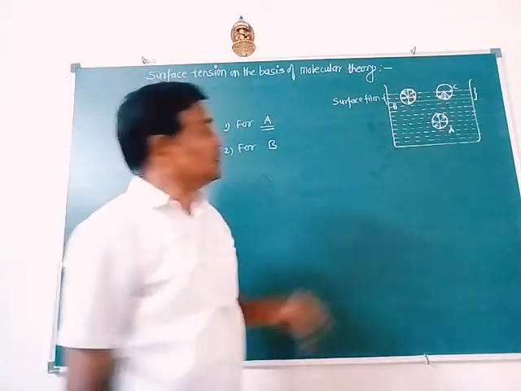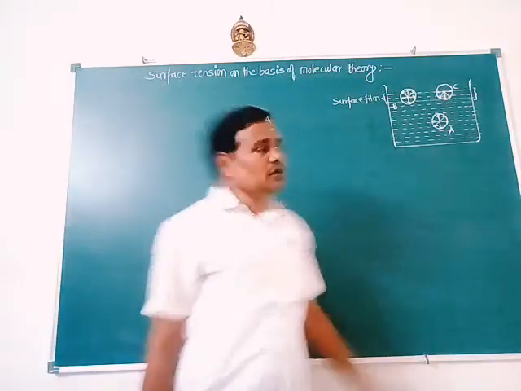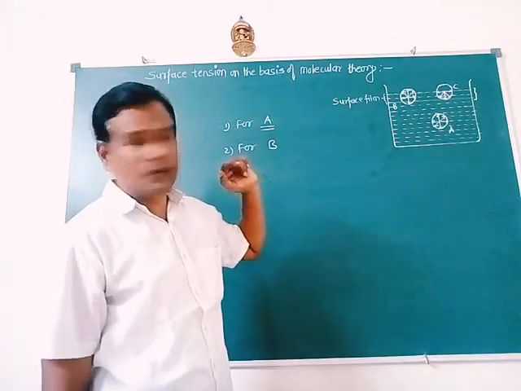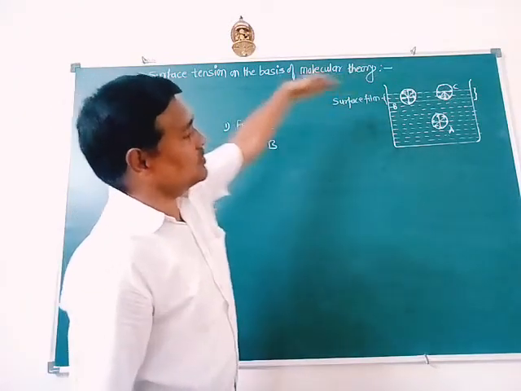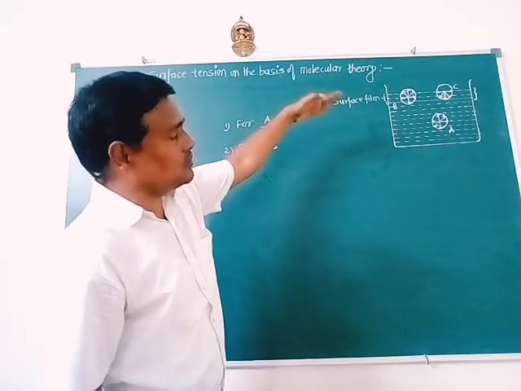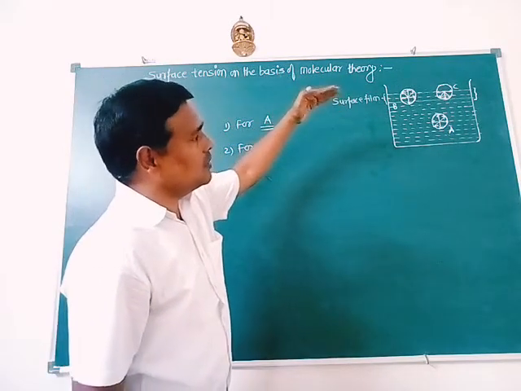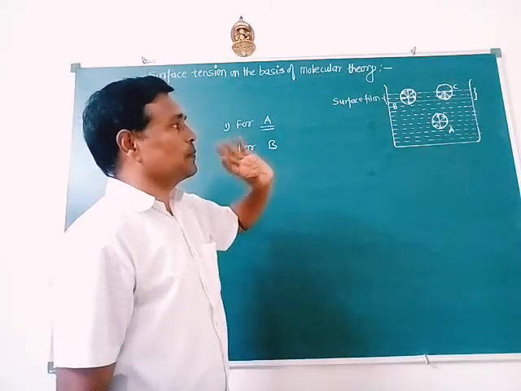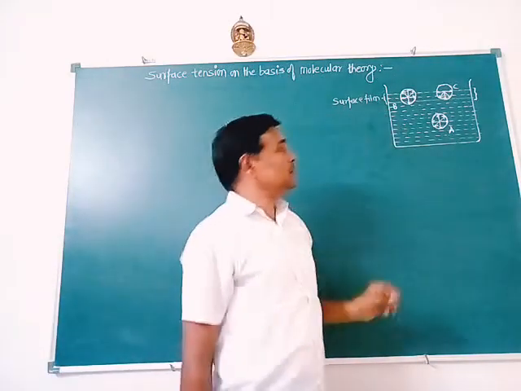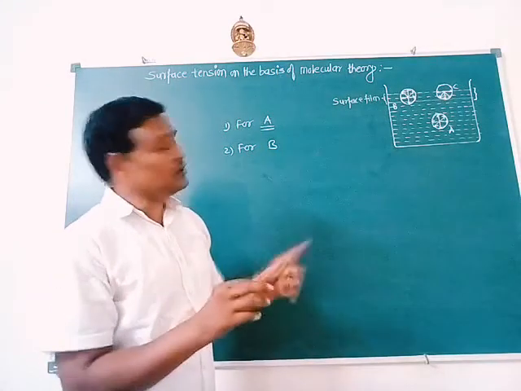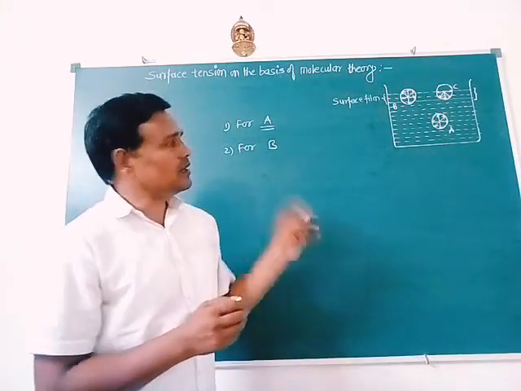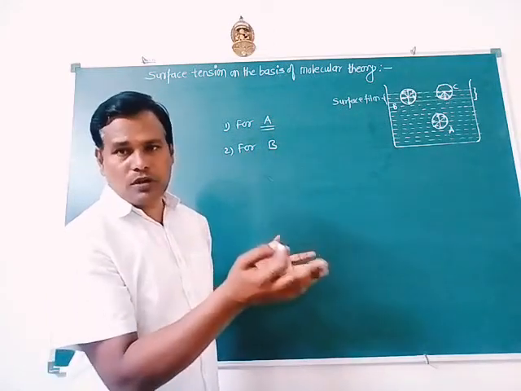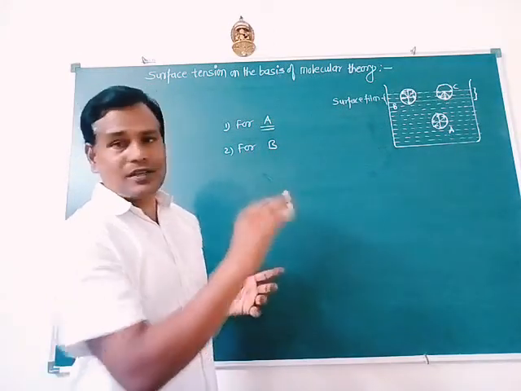For molecule B, see here, molecule B lies just below the surface of liquid. The surface of liquid which is in contact with the air is called the free surface. So molecule B is just below the free surface of liquid, you can say. So one thing must be clear here. The sphere of influence of B, as we draw there, lies partly in air, and the major part of the sphere of influence of B lies in water.